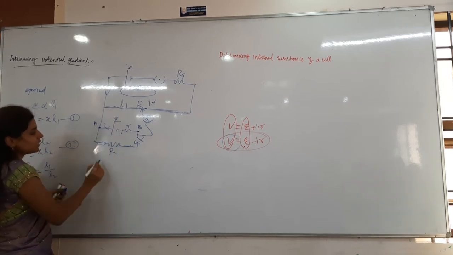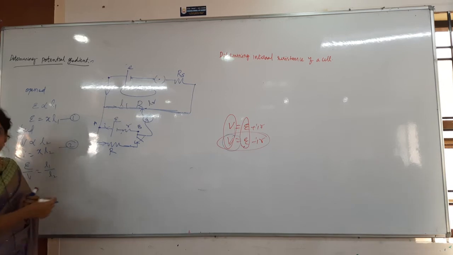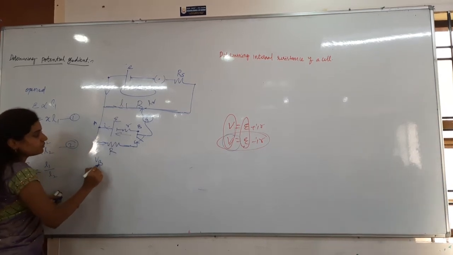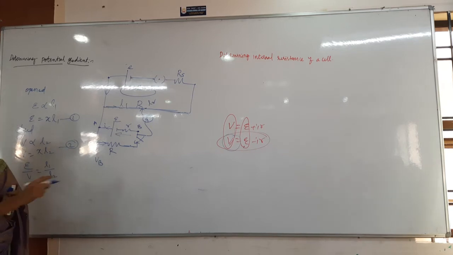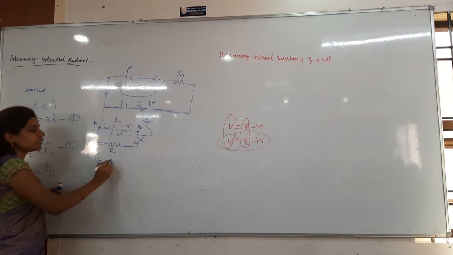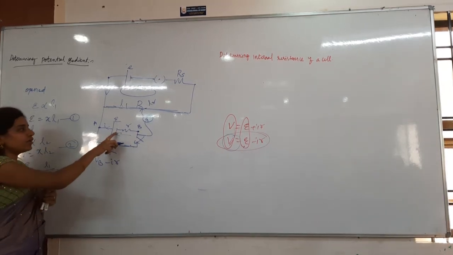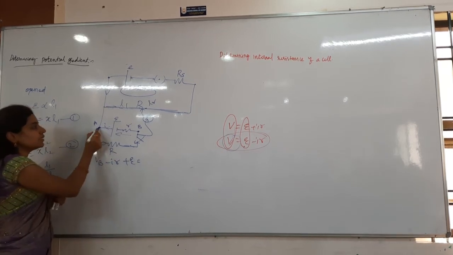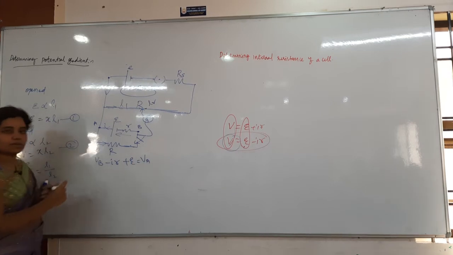I will start my journey at B. Why? Because the current is flowing in this direction. Now I am coming in this direction. Now VB first, then what will I get? Starting at point B, minus I into R, then lower potential to higher potential, plus E is equal to where you are reaching, A, so that VA.